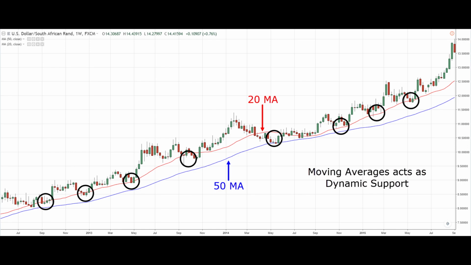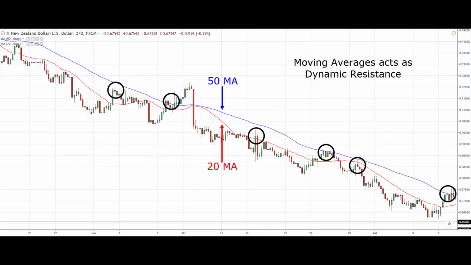The 20-period moving average can act as dynamic support in a strong trending market. The 50-period moving average can act as dynamic resistance in a healthy trend.